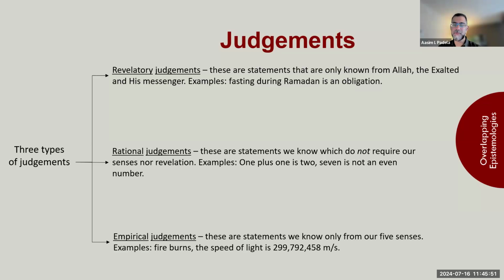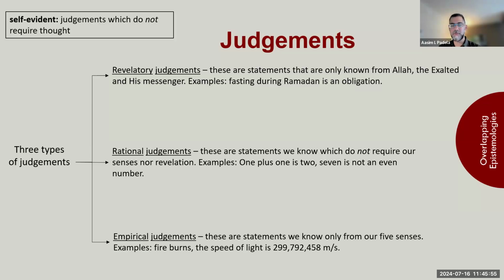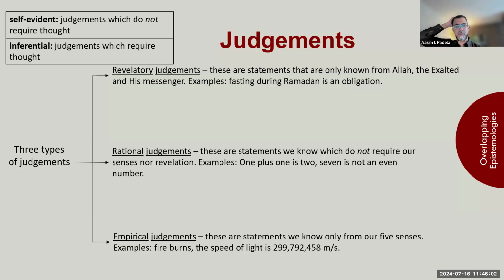But then there are two types of judgments. And I know I'm going through this in some detail. This is all perhaps somewhat new to all of you. But you have self-evident judgments that don't require thought, or inferential ones, that require some thought. And I'll give you examples in a second. But this was, again, for the students to have a reading grid through which they would first identify claims, truth claims, and then assess them.